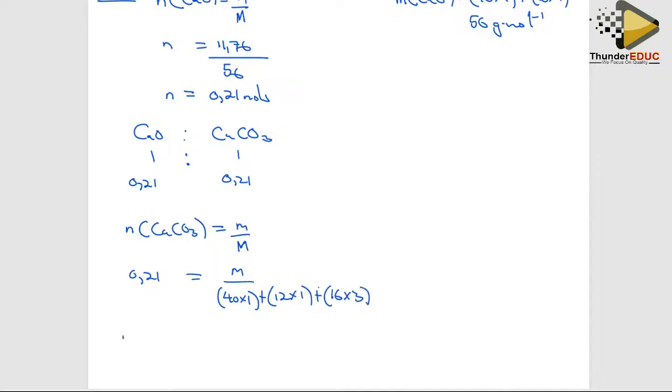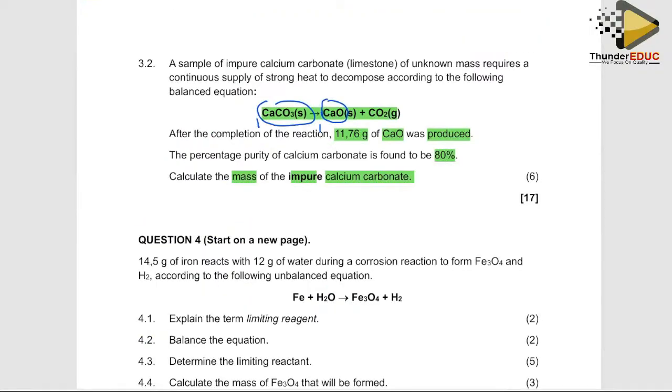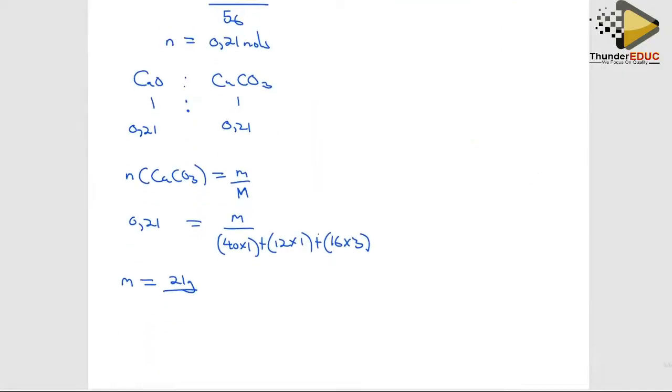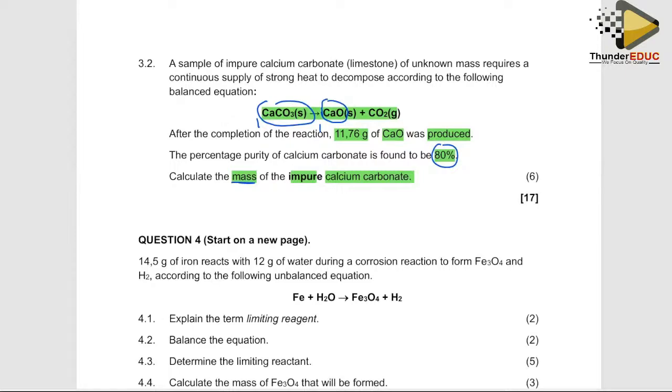To cross multiply, my mass M is equivalent to multiplying this value with that one. Then I'm going to get a value of 21 grams. This is the mass that I'm actually having. But remember, we were given the percentage purity of calcium carbonate as 80%. Then we are supposed to calculate the mass of the impure carbonate.